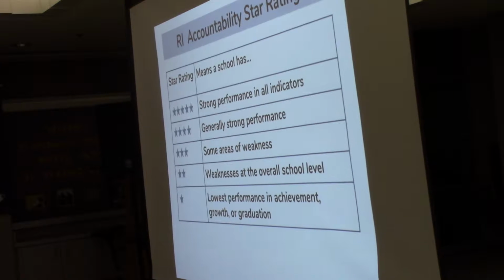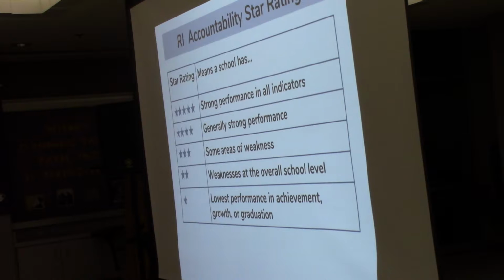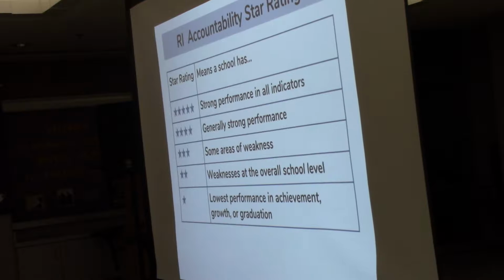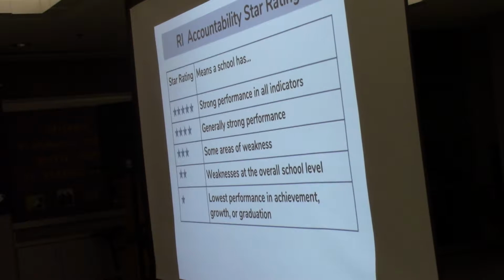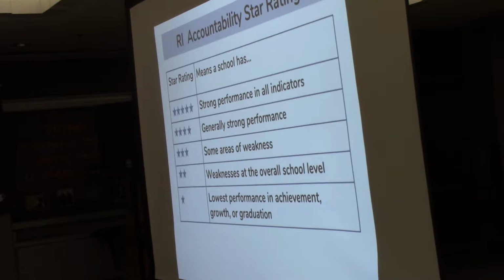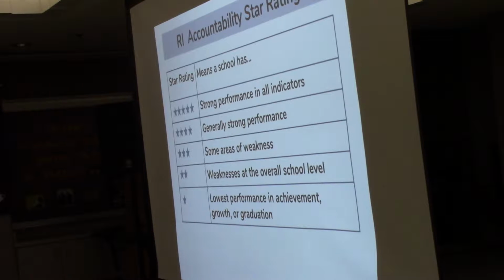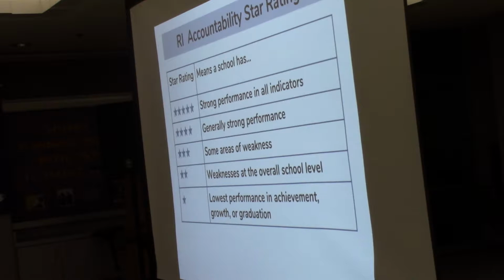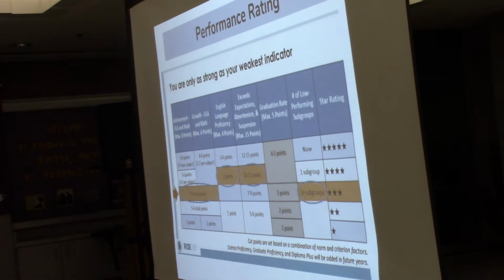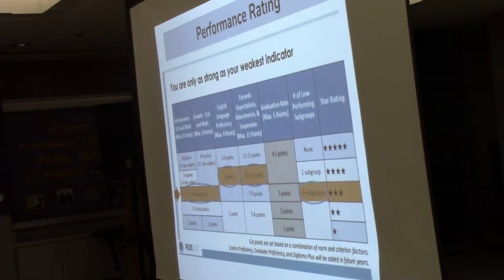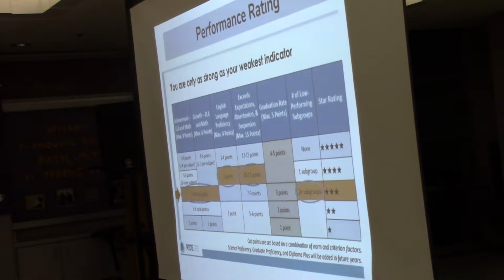This is the star rating that they use for schools. It's a five-star system, five being the strongest performance in all indicators. Four, there's indication that the school has generally strong performance. Three would be some areas of weakness. Two, weaknesses at the overall school level. And one is the lowest performance in achievement, growth, or graduation. So in calculating a school's performance, once they determine the appropriate number of points, the rating is actually based on the area that has the lowest score.